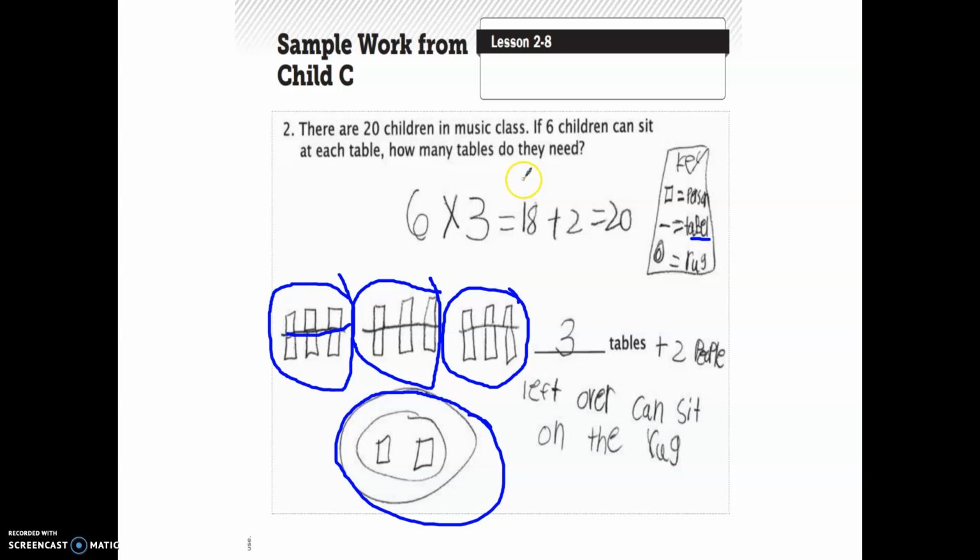However, that's not what the question was asking. I'm not going to put anybody on a rug. They have to sit at a table. So this little fella had some good strategies. However, he did not come up with the correct answer because he put our leftover people on the rug. And we're just going to put those leftover people on another table. So the answer is going to be 4. It's still going to be 4 tables.